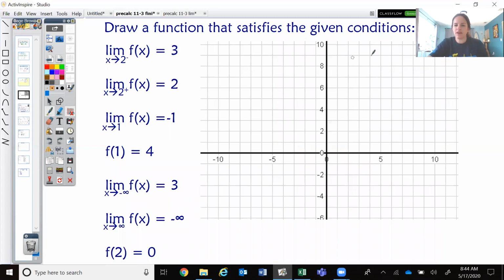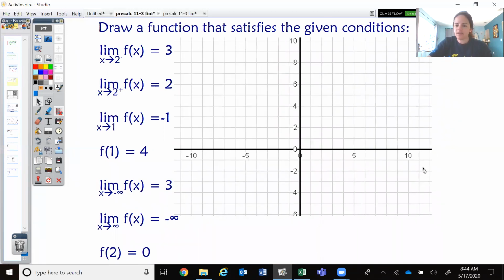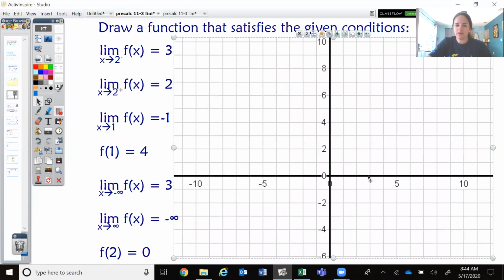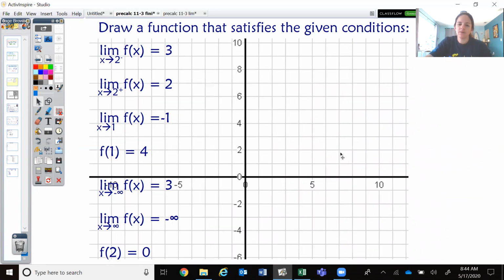Okay, so now we're going to try drawing a function that satisfies all of these conditions. And so I'd like you to try that on your own and pause the video, and then I'll do it with you in 3, 2, 1.